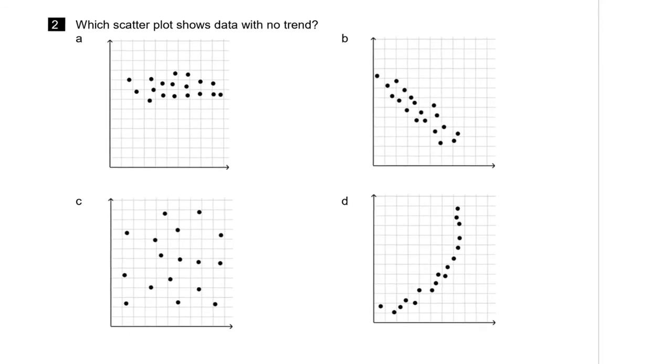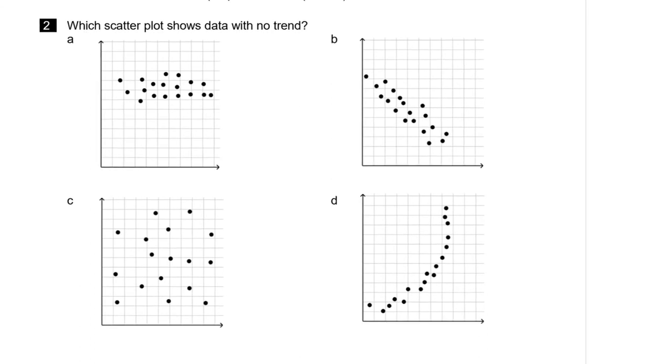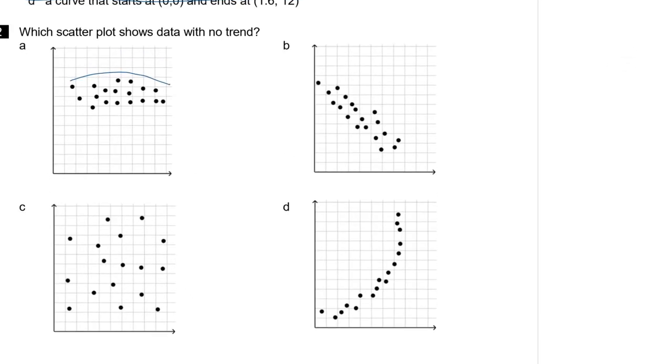Which scatter plot shows data with no trend? Okay, let's look at each of these. Okay, first of all, actually B clearly shows a trend. It's going down to the right. There's a pattern. There are no dots down here. There are no dots up here. They're all in this circle, so that's reasonable. This one is a curved pattern, but again, I could draw a line of best fit, couldn't I? Same with this one. I could draw a line of best fit. That makes sense. Okay, so it's not B and it's not D.